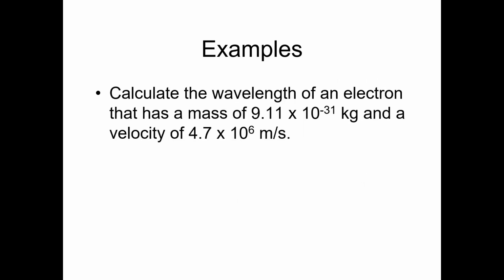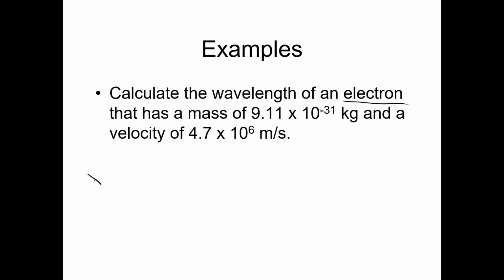All right. Let's do one more. Calculate the wavelength of an electron. Now we're talking, that's actually a real problem. It has a mass of 9.11 times 10 to the negative 31 kilograms, which happens to be the mass of an electron, and a velocity of 4.7 times 10 to the 6 meters per second. So now we have an electron that's traveling, and electrons are going to travel in waves.